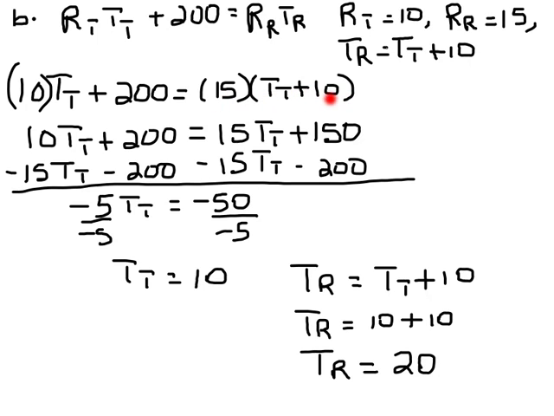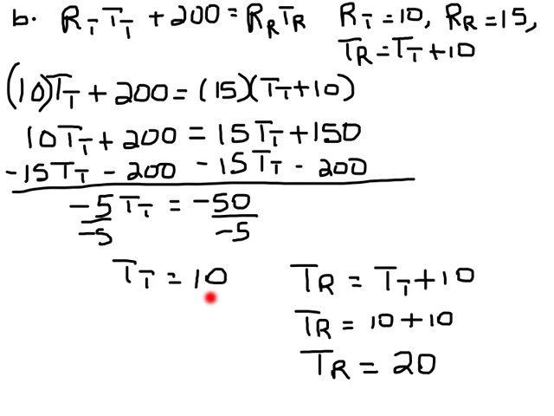Then I'm going to need to do my distributive property here and here. 10 TT plus 200 equals 15 TT plus 15 times 10 is 150. Now I'm going to move this 200 to the other side and this 15 to this side. When I do that, I'm going to see that negative 5 TT is equal to negative 50. When I divide by negative 5 on both sides, I see that TT is equal to 10.